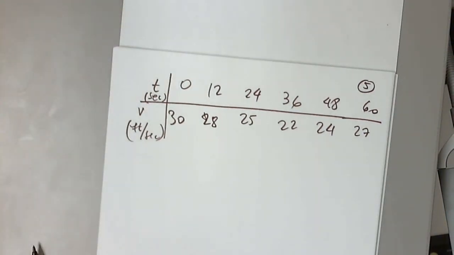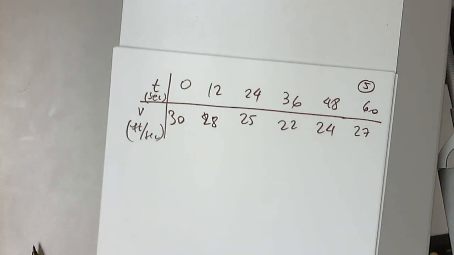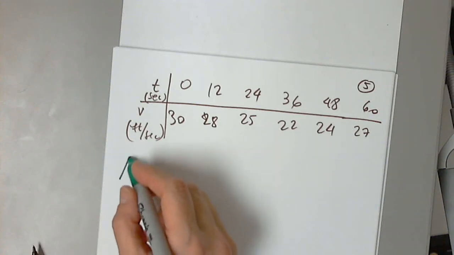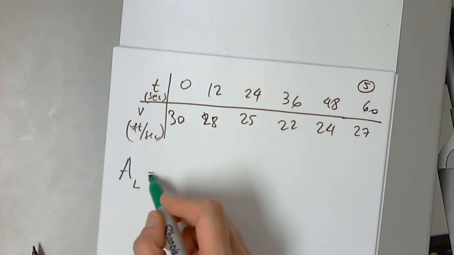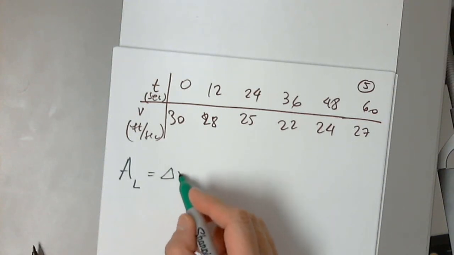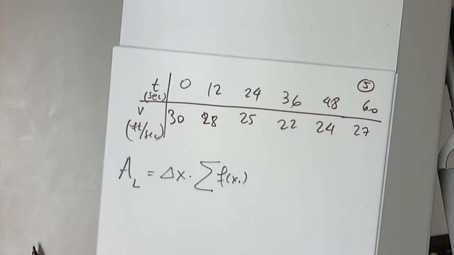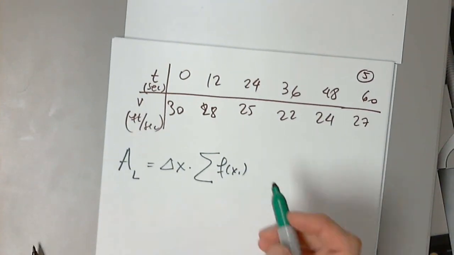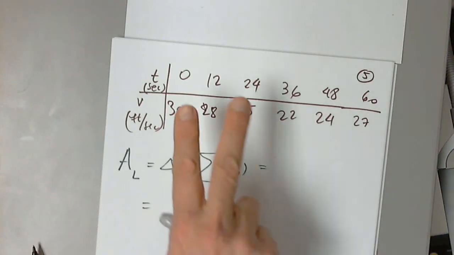So again, like before with the area, this is what we are determining. The area under the velocity function is the distance. It's the integral of v, which will give us the distance. So the area with the leftmost point, that would be delta x times the sum of f of xi. That's in short. What is delta x? Delta x.